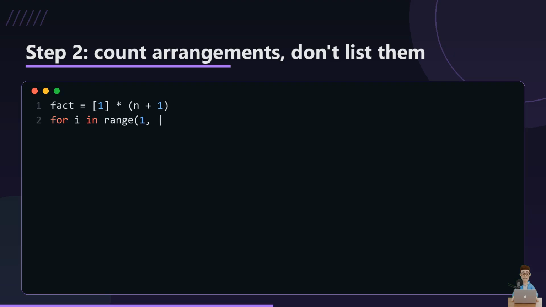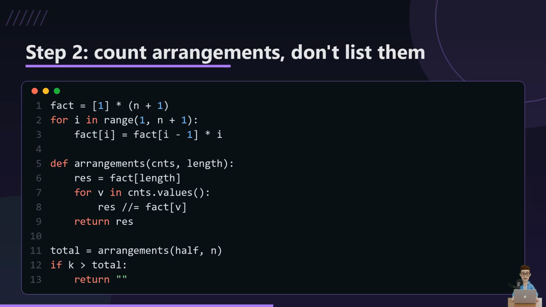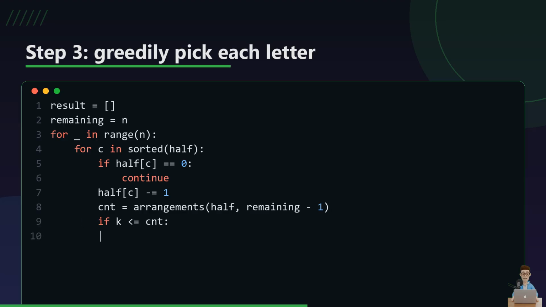Here is the click moment. This formula tells you exactly how many distinct arrangements a bag of letters can make, with zero generating. So checking if k is too big becomes one division, not a giant loop building every option first. This is the same idea as counting in a strange number system, where each digit's place value is a factorial instead of a power of 10.